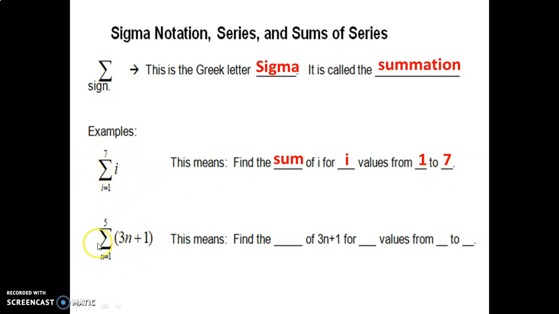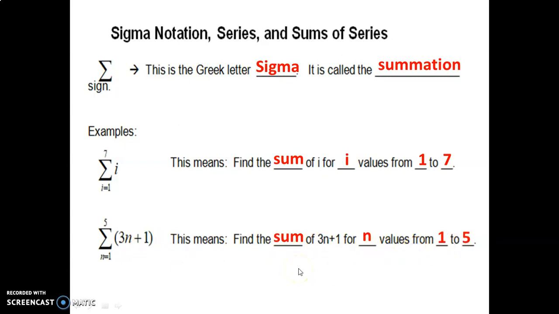Let's look at this one. Same thing we have here. This is our rule here, 3n plus 1, and then we have summation, so we're going to find the sum of a bunch of terms, the first term being the one when you plug n equals 1 in there. So if you put n equals 1 in there, you get 1 times 3, 3, plus 1 is 4. You get 4. And then you put n equals 2 in there, and 3, 4, 5. So you're going to get 1, 2, 3, 4, 5 different things, and you're going to add them up. So this means find the sum of 3n plus 1 for n values from 1 to 5.